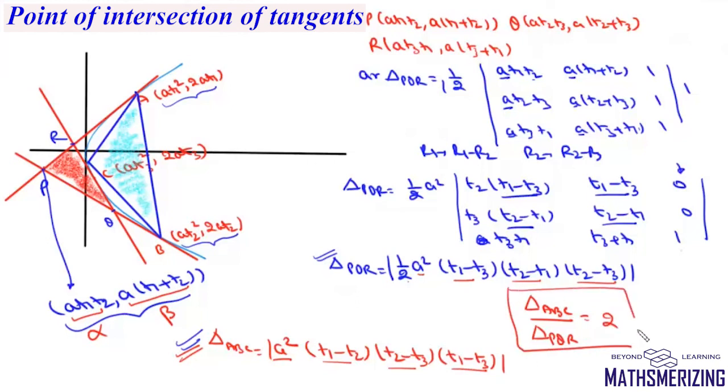So it's a very standard result, which is that the area of the triangle formed by 3 points on a parabola is 2 times the area of the triangle formed by the points of intersection of tangents at these 3 given points.